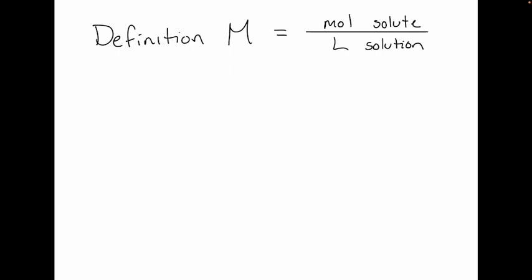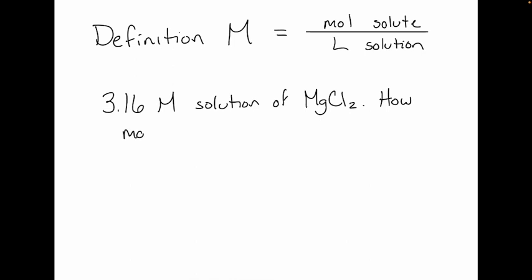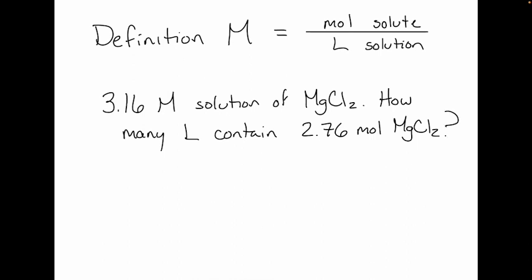So for example, if I said, let's take our 3.16 molar solution of magnesium chloride, and I want to know how many liters contain 2.76 moles of MgCl2. All right, our definition of molarity is going to become a conversion factor, right? The trick for these problems, for all of these concentration problems, was how do you take that 3.16 big M and turn it into something that you can use in your math? All right, so everybody take a second, see if you can't solve this problem, and then we'll do it together.